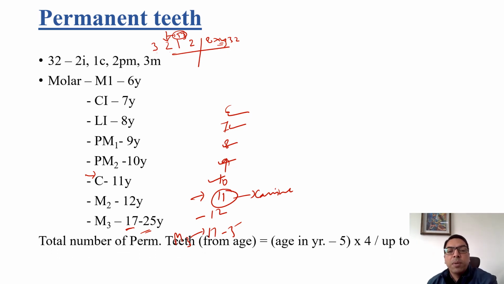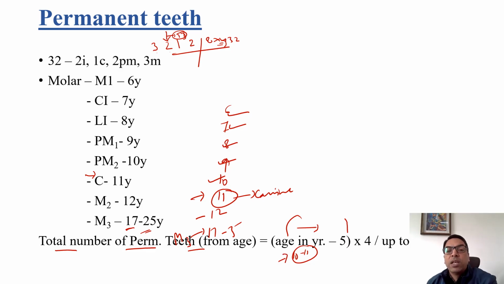The total number of permanent teeth from age. If we want to calculate the total number of permanent teeth from age, the formula is the age in years minus 5, the whole product multiplied by 4. And this is applicable up to the age of 10 to 11 years, not beyond that, because up to the age of 10 to 11 years, it is mixed dentition.